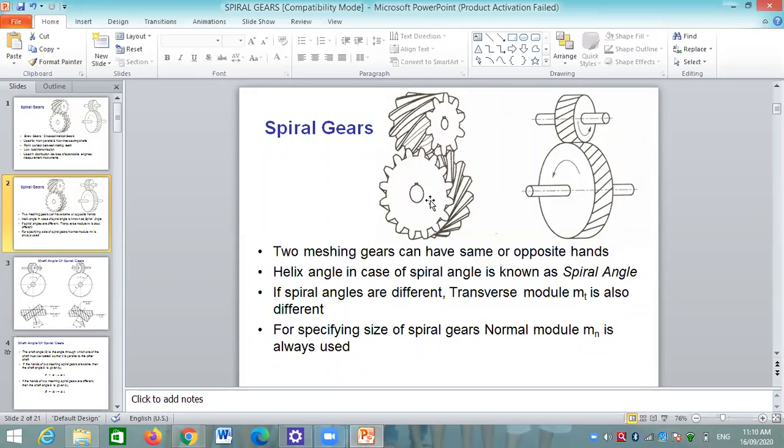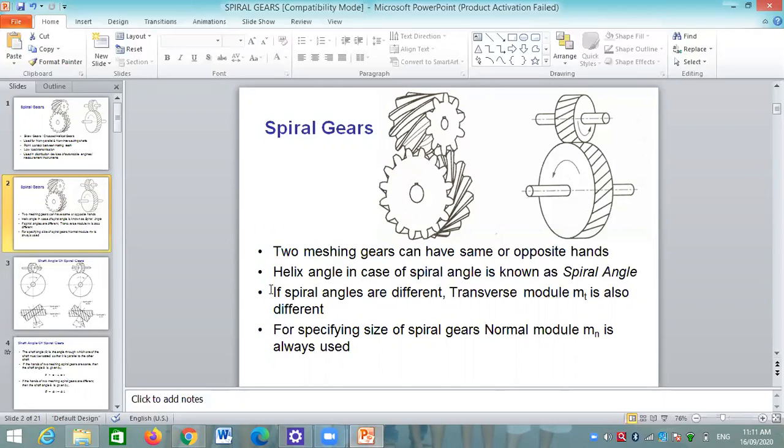If the input is in a clockwise direction and we require the output also in a clockwise direction, then same-handed gears are used. But if the input is in a clockwise direction and we require the output in an anti-clockwise direction, then opposite-handed gears are used in a spiral gear.